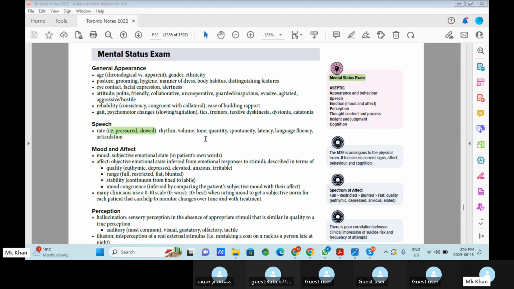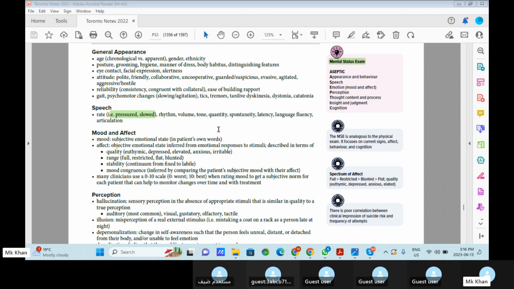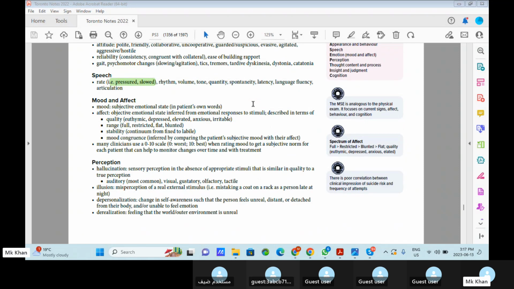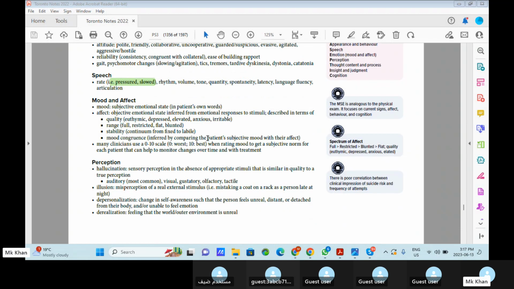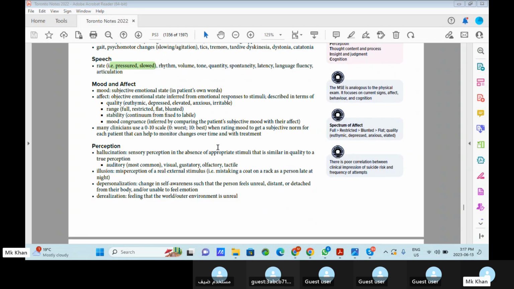Speech is also very important because in some psychiatric illnesses, one of the symptoms is speech, like in schizophrenia and some psychotic disorders. Some have very fast speech, some very slow or pressured. So that's why it is important to rule out which kind of speech the patient has. Then the third one is mood and emotions, so all the emotional states and stability and all those things.